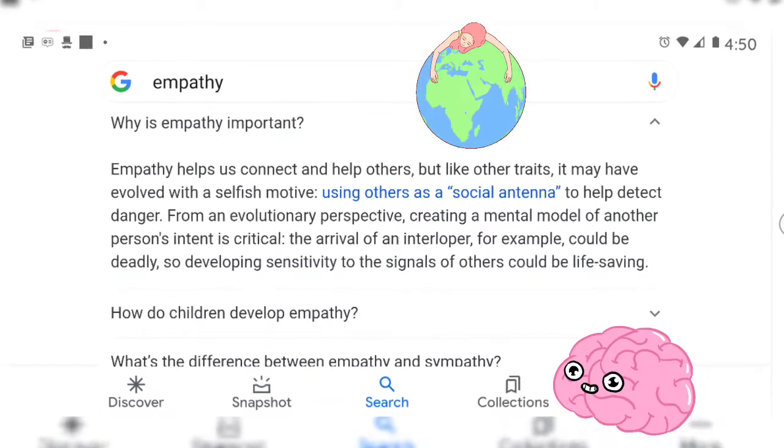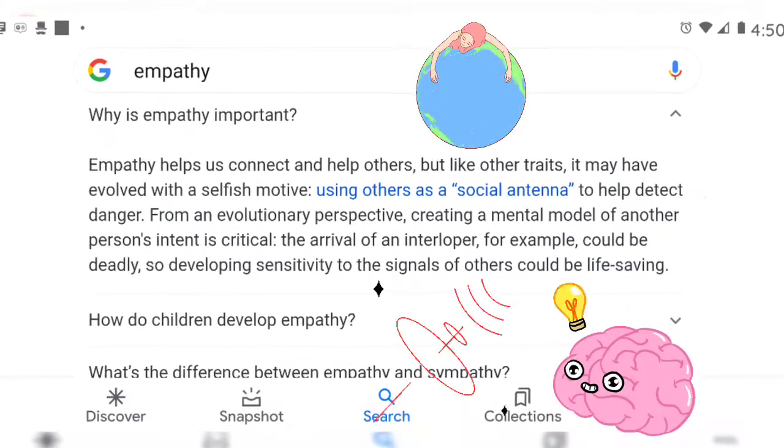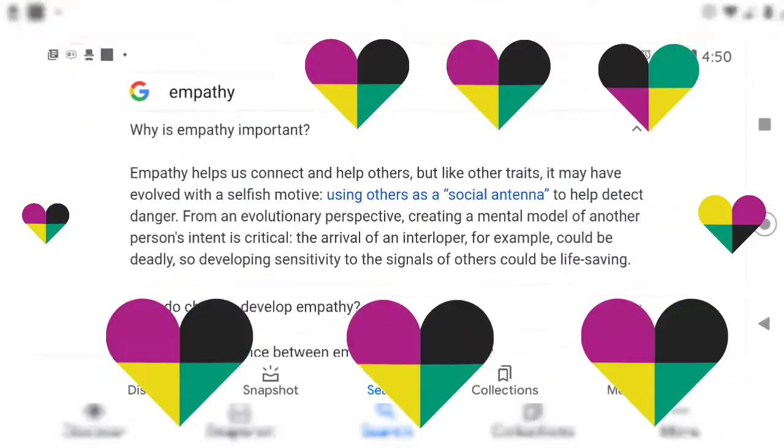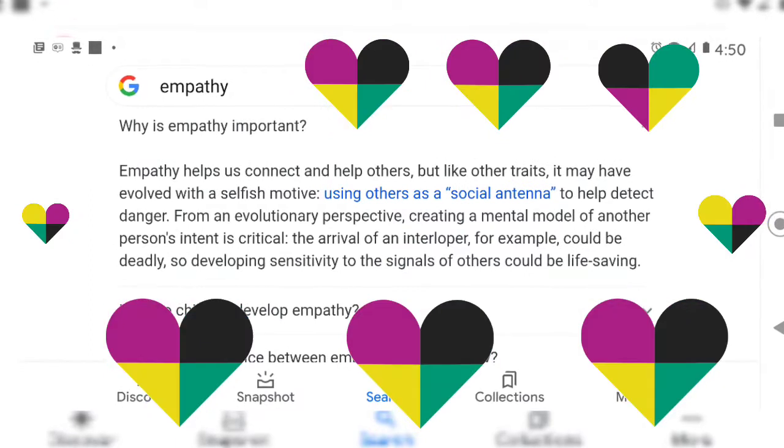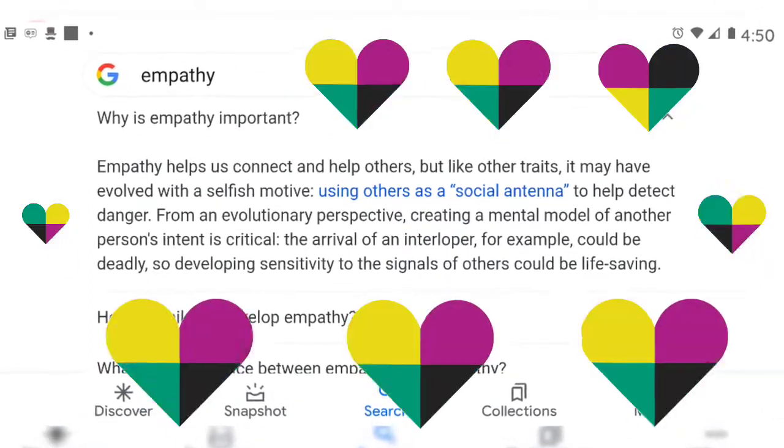Why is empathy so important? Empathy helps us connect and help others, but like other traits, it may have evolved with a selfish motive, using others as a social antenna to help detect danger.